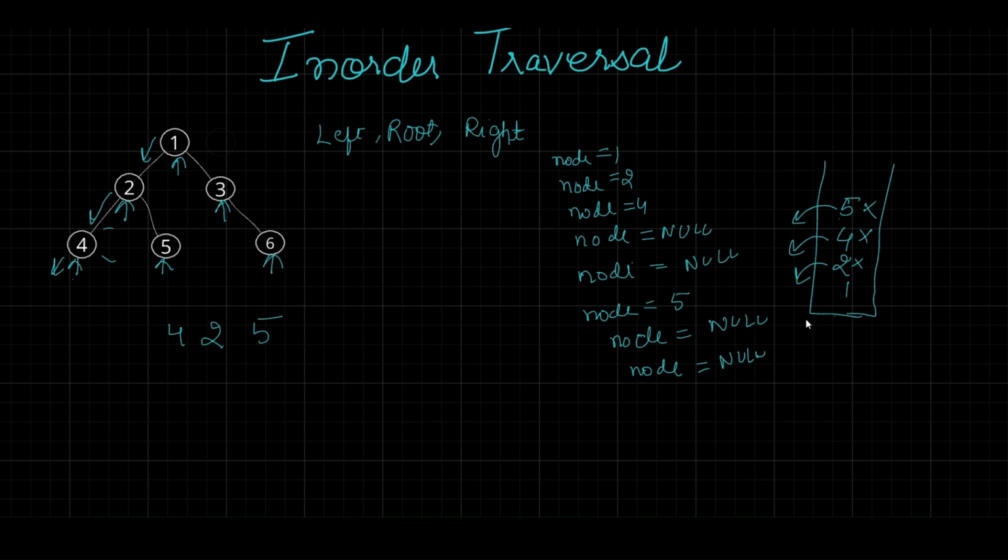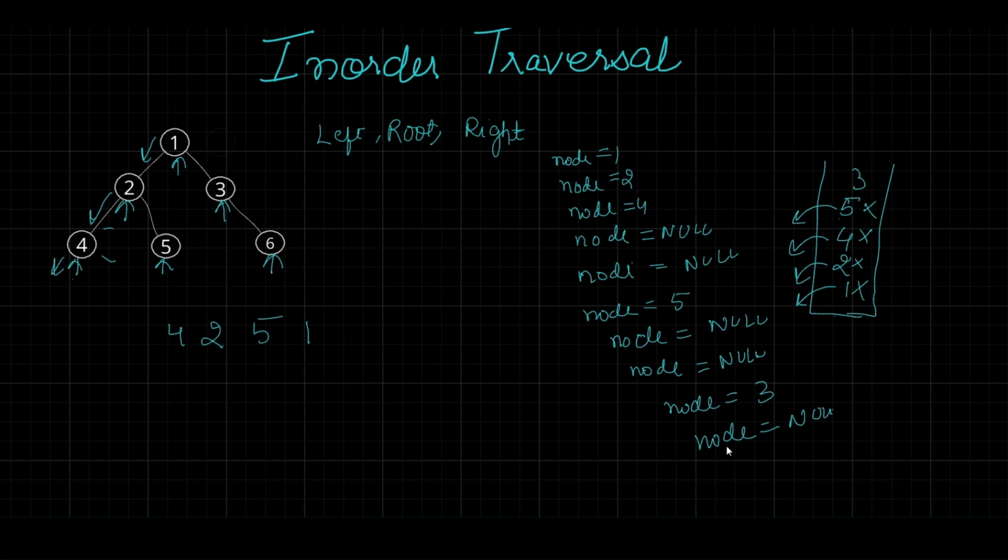So when we receive null, we will again pick the top element from the stack, that will be 1. We will push it inside the result list, and then we will again move towards the right side. So now node will be 3 here. Similar check again. Now node is not equal to null, we will move towards its left side, which is null. We will push 3 inside the stack.